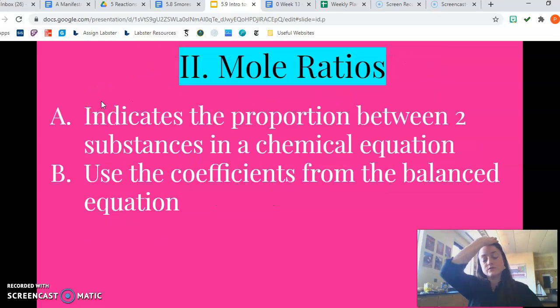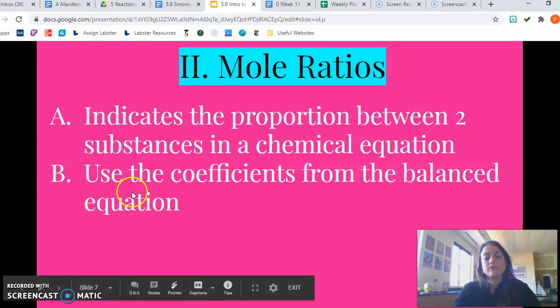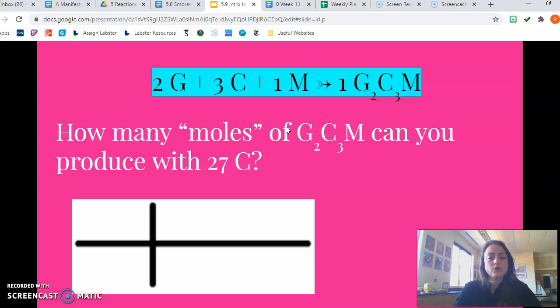We're going to be able to use those coefficients to calculate what we call a mole ratio. That's going to figure out the proportion between 2 different substances in a chemical equation. It could be the proportion between 2 different reactants, or between one of your reactants and one of your products, helping you figure out how much you're going to need to put into your equation and how much you're going to be able to get out. We have to use the coefficients from the balanced equation in order to make our mole ratio. We can use those to do a practice problem, and we'll do one with our s'mores, and then we'll do a couple with actual chemical equations.